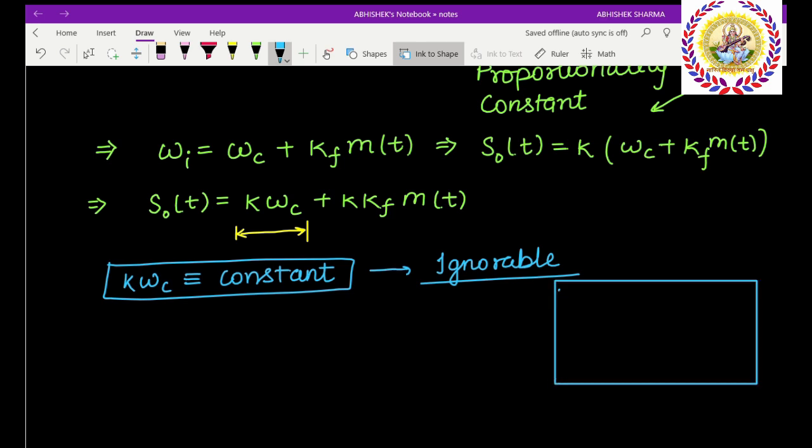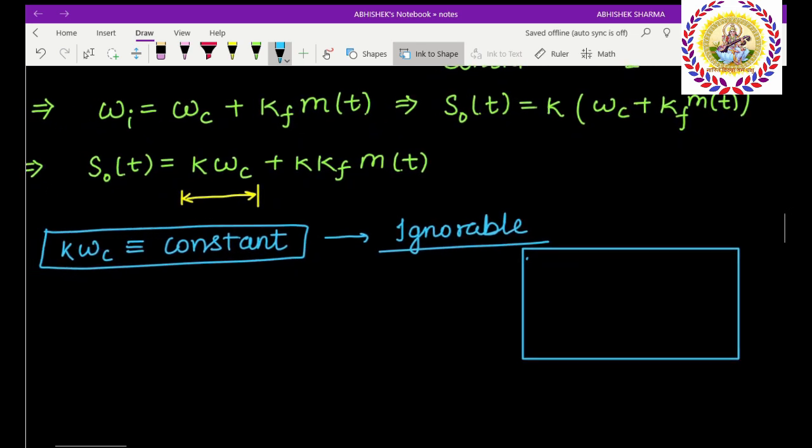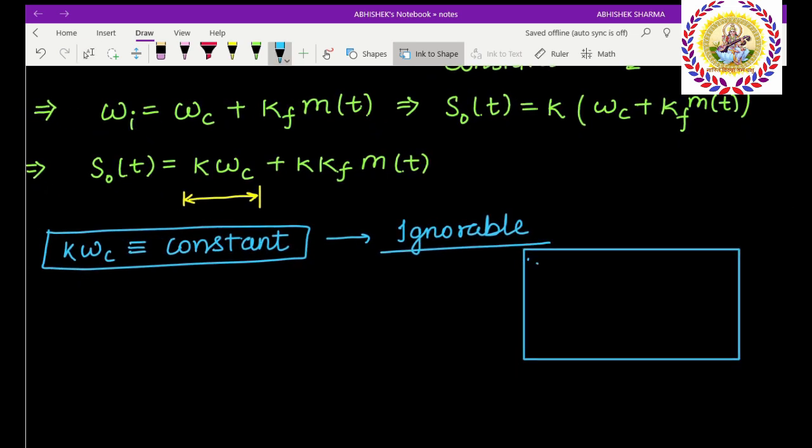Let us describe this in a block. You can easily understand this.